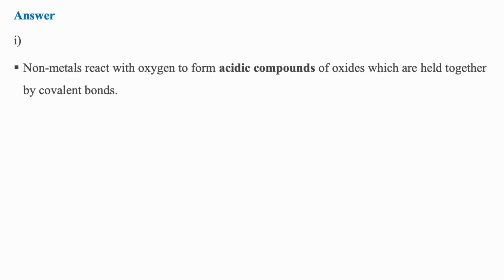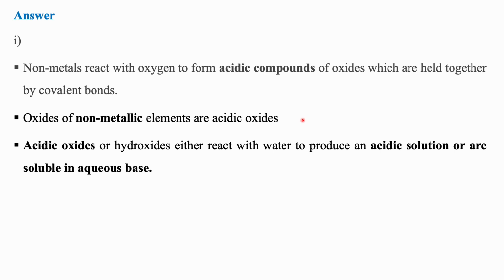So we are starting with the acidic oxide and hydroxide. When you have the nonmetals, they react with oxygen to form acidic compounds. So there's oxide, so they are called acidic oxide. They are held by covalent bonds, and when they react with water, they produce an acidic solution. These compounds are also soluble in aqueous base because, of course, they are acidic compounds.